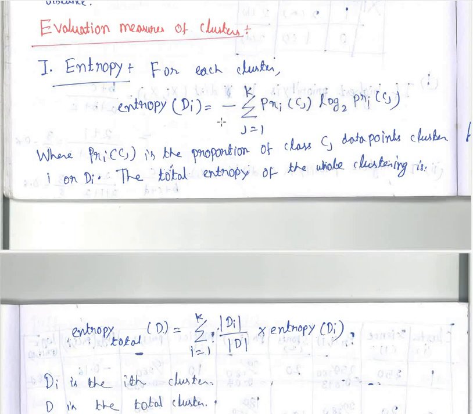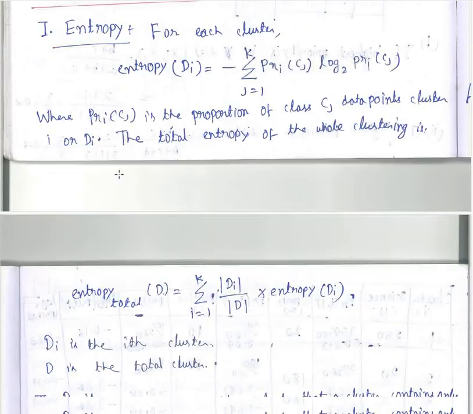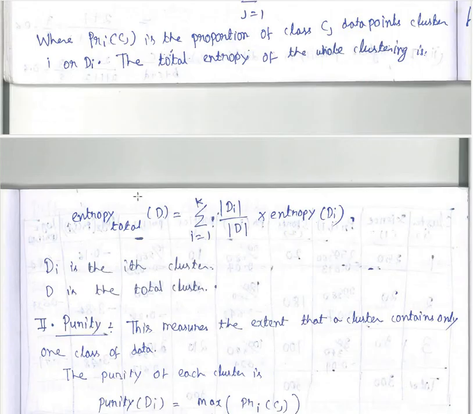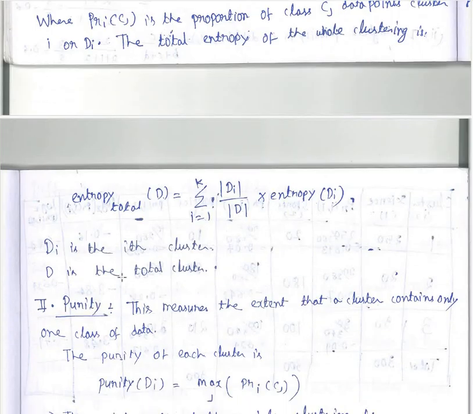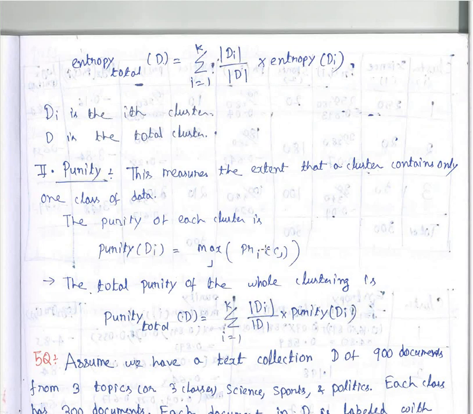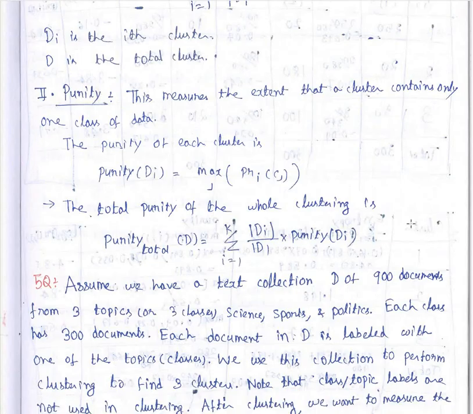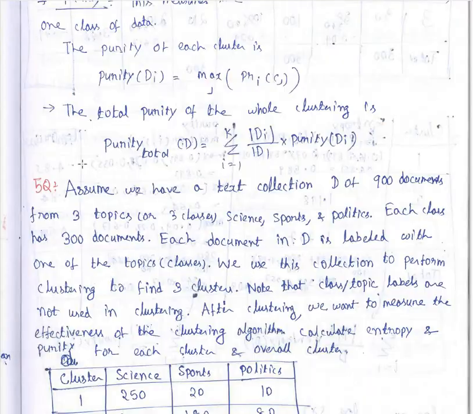So the entropy formula for each cluster is entropy of Di is minus sigma j equal to 1 to k, Pr_i(Cj) log base 2 Pr_i(Cj), where Pr_i is the proportion of class Cj data points in the cluster. The total entropy formula is this one. Purity of each cluster is max over j of Pr_i(Cj). Purity of the whole clustering, the total purity, is sigma |Di| by |D| into purity of Di.